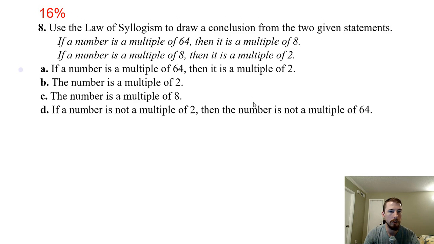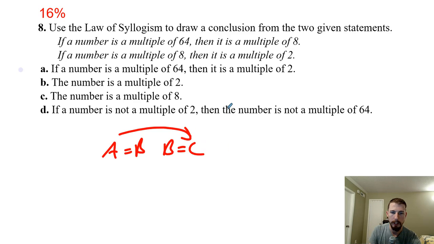All right, use the law of syllogism. So the law of syllogism is like the transitive property to draw a conclusion from the given statements. So if you remember the transitive property, that's something that looks like this. So if A is equal to B, and if B is equal to C, then we can skip over B and go straight from A to C. So here we have, if a number is a multiple of 64, then it's a multiple of 8. If the number is a multiple of 8, see how the B's are lining up here, then it is a multiple of 2. So we can go straight from multiple of 64 all the way to the multiple of 2 and skip over the multiples of 8 in the middle. So if a number is a multiple of 64, then it's a multiple of 2, so our answer would be A as in Alpha.